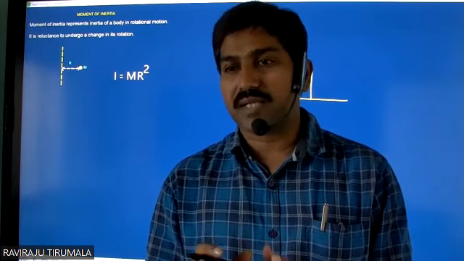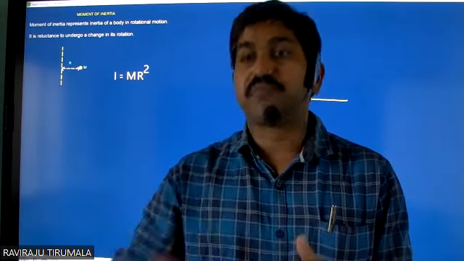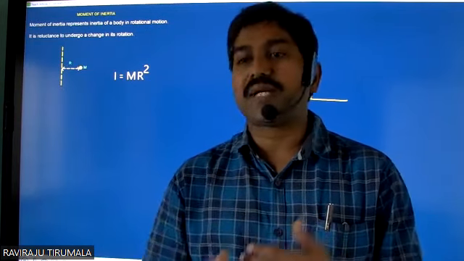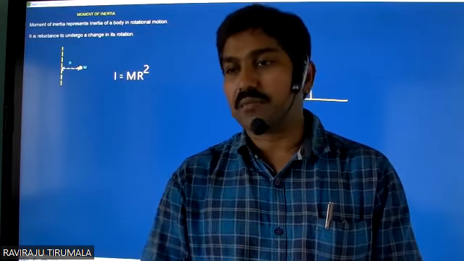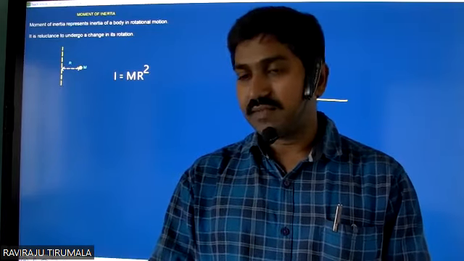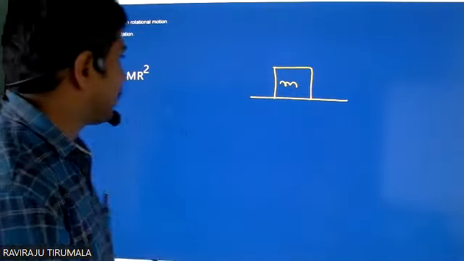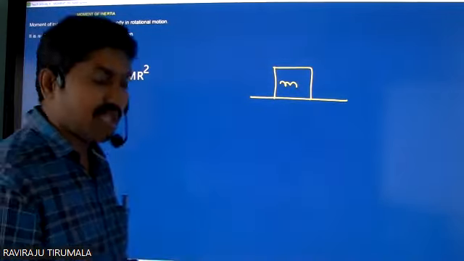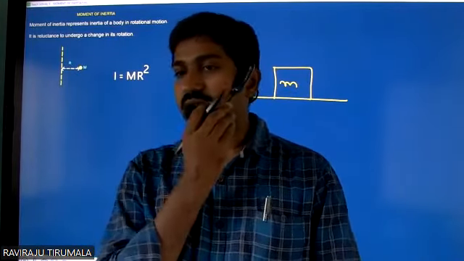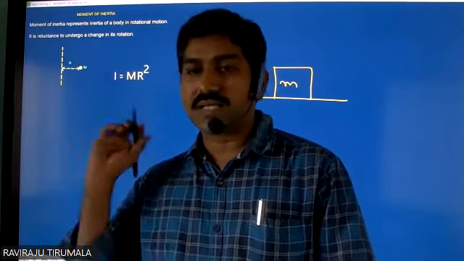That type of property, that is not the ability, that is the opposing force, opposing nature. That is the inherent property. The property of that body which opposes the change of state is called inertia. That word inertia we use in case of translational motion. When do we use it? In translational motion.